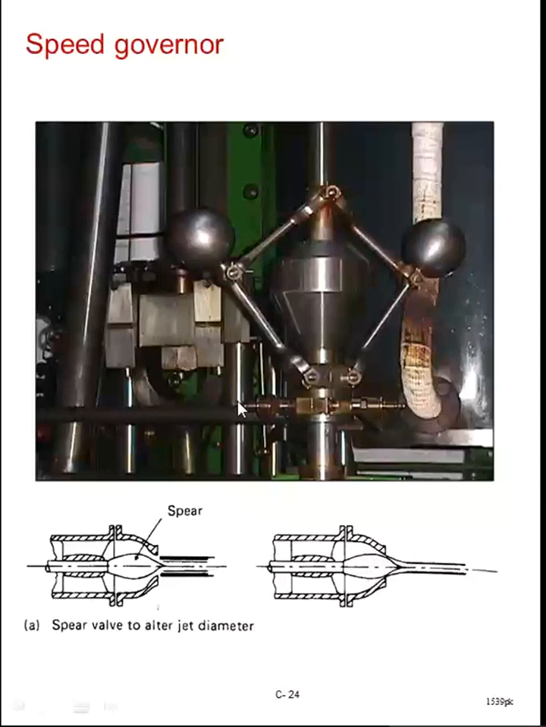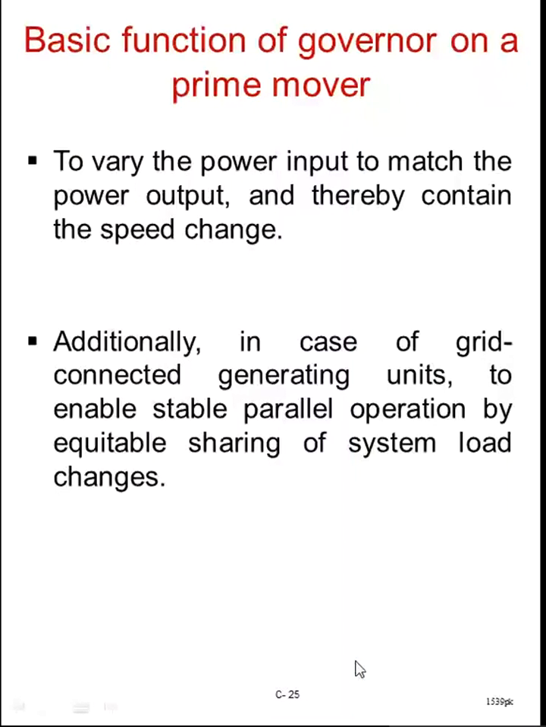Here I have one picture to show you the fly balls, and there could be different sphere shapes as shown. Now, what is the basic purpose, the basic function of a governor on the turbine? Mainly, it is meant to vary the amount of power input so as to match the demand, and thereby maintain the frequency. That means containing the frequency change, or maintaining the frequency variation.